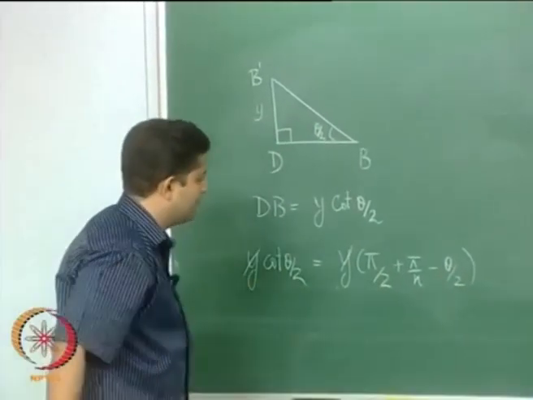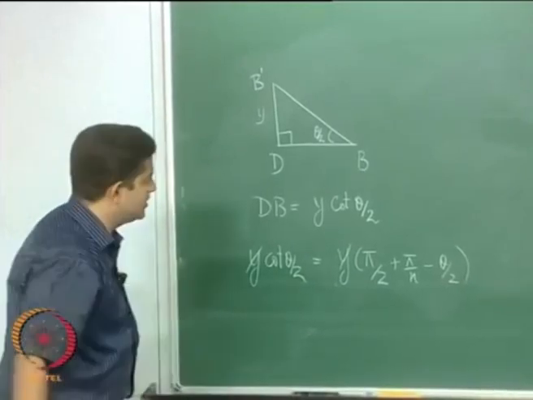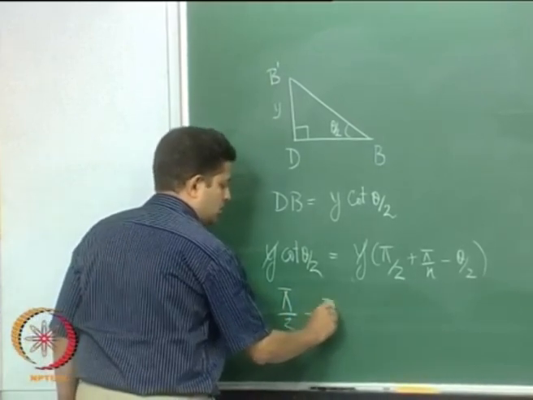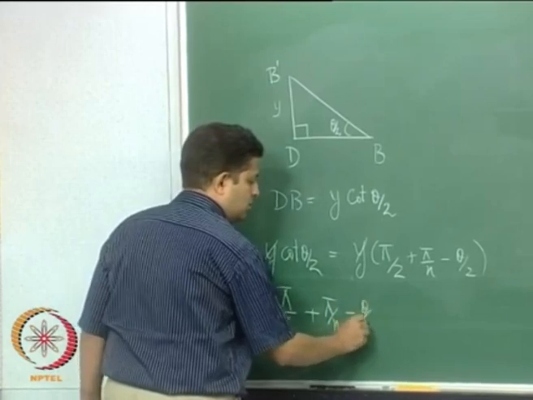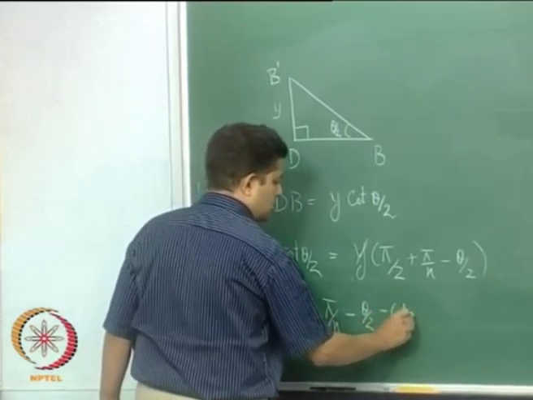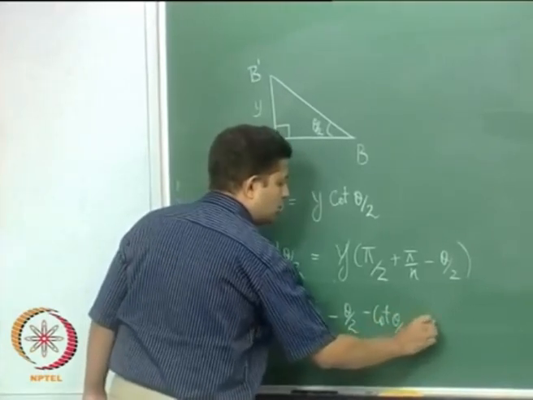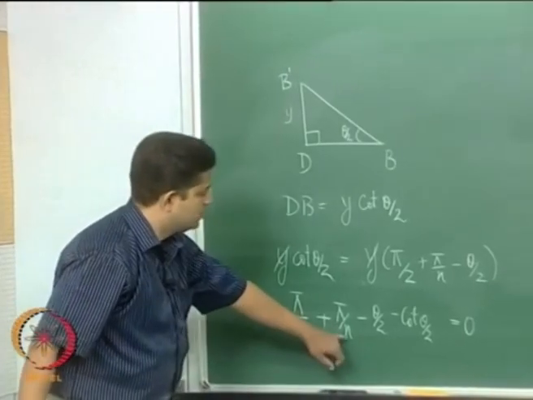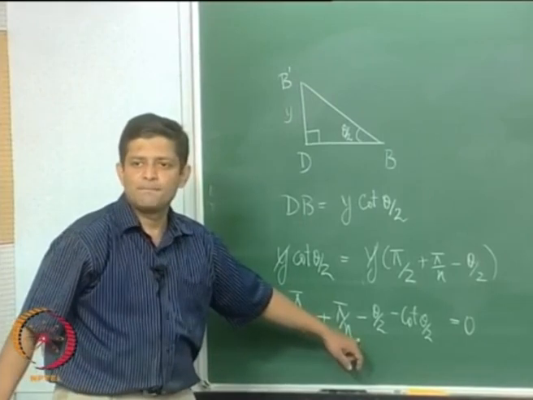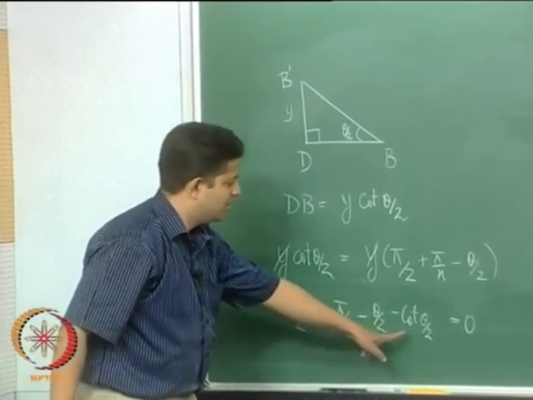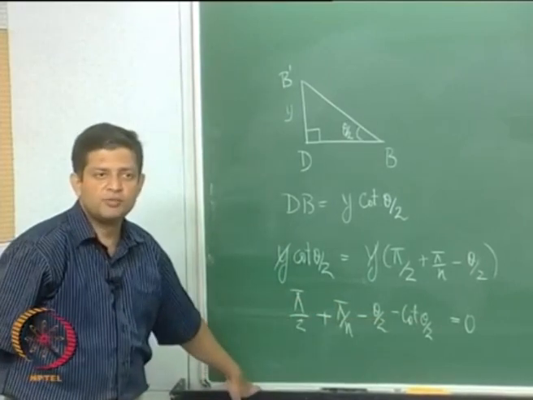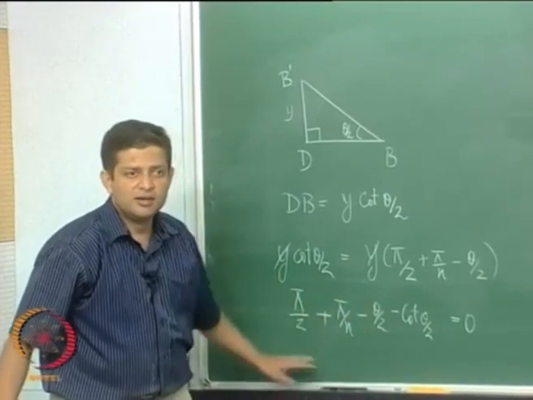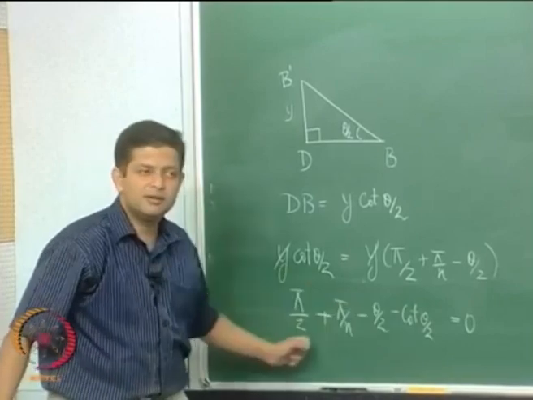So you will get the condition for neutrality as pi/2 ... this must be equal to 0, right. Now as a designer you have the choice of choosing this n. If you choose a particular n, there is a corresponding theta that will give you neutral burning. For a particular value of n, there is a particular value of theta that will give you neutral burning, and you can get that value of theta using this equation.